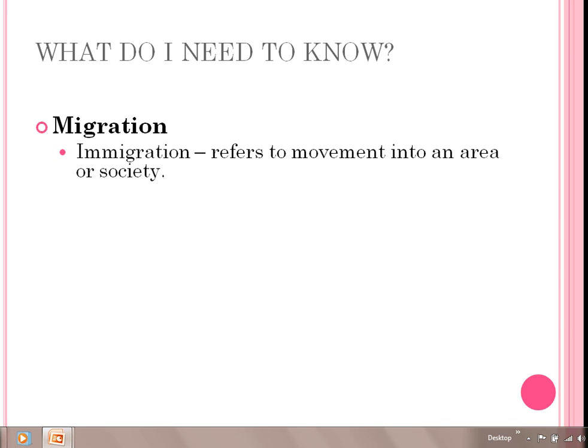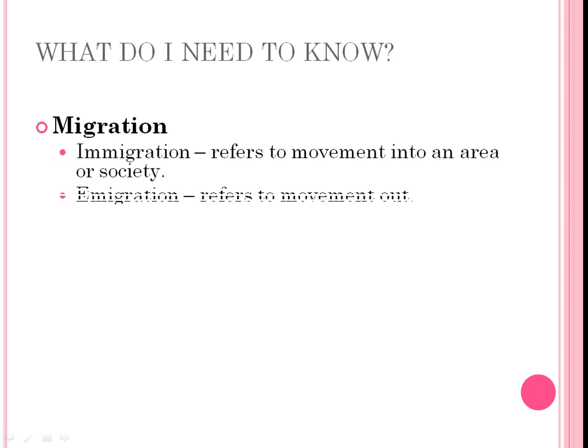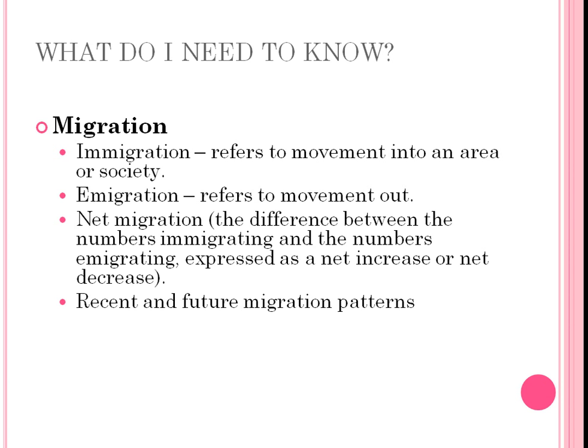The last part of the demography topic is migration. So migration is referring to the movement of people from place to place. Firstly, we've got immigration, referring to movement into an area or society. Emigration is movement out, and net migration is the difference between the numbers immigrating and the numbers emigrating, and it's either expressed as a net increase or a net decrease. I will also look at recent and future migration patterns also.